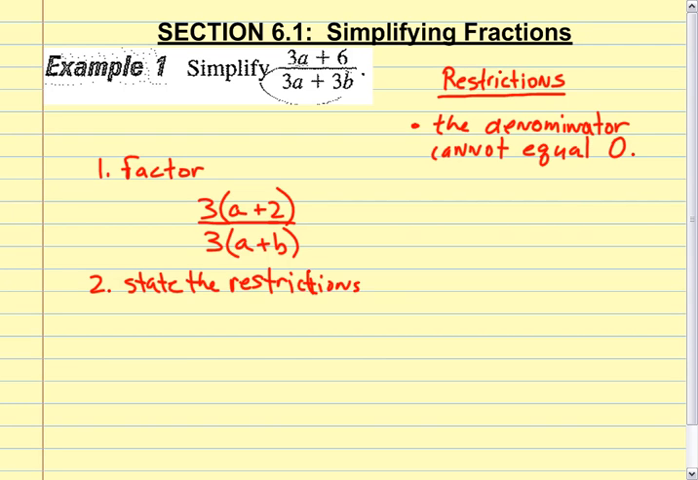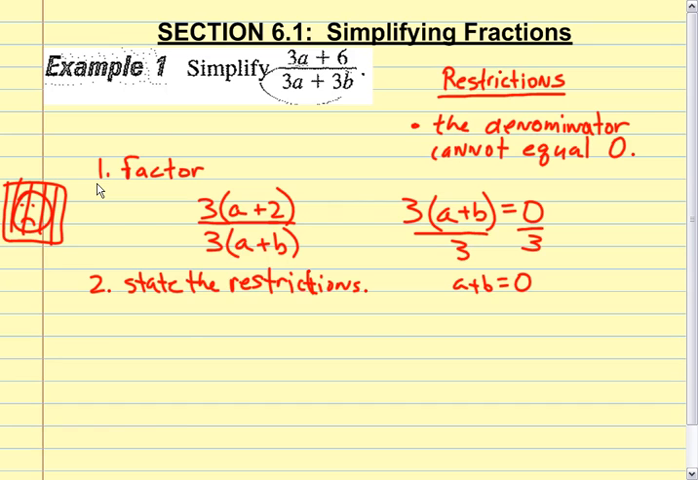Restrictions. Okay? And that deals with the variables. Let's take A plus B. If A plus B equaled what? What would happen? What would make the bottom equal 0? Well, let's do this. 3 times A plus B would equal 0, right? Well, I can divide both sides by 3. A plus B equals 0. If A plus B equals 0, that makes the denominator 0, and that's bad. You're going to math jail.